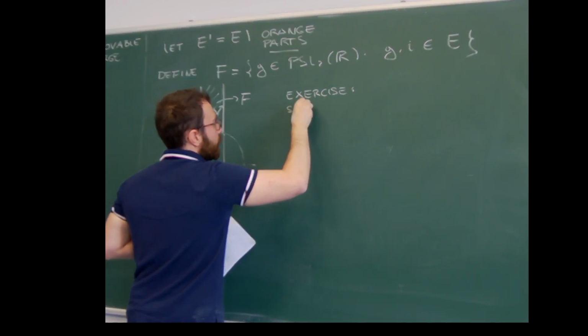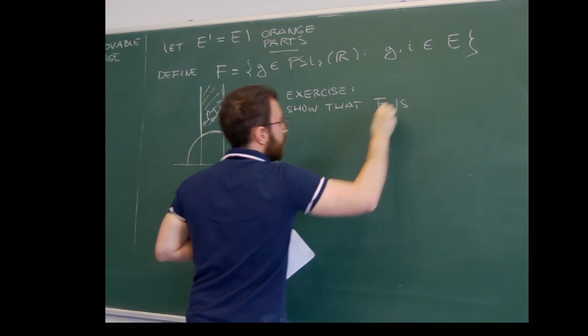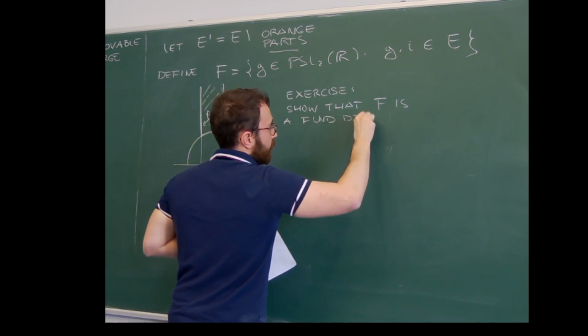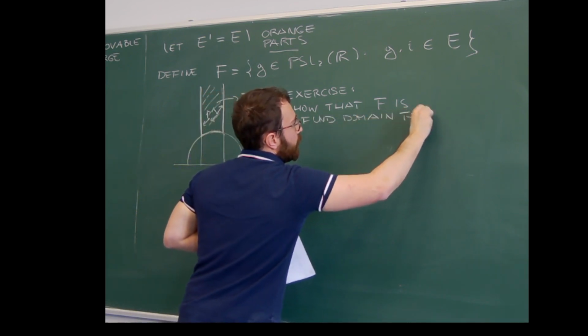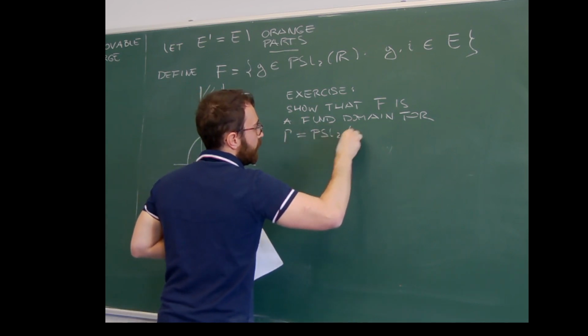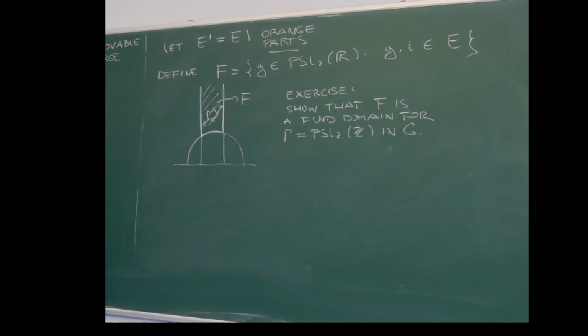show that F is a fundamental domain for gamma equals PSL2Z in G. By show, I mean formally. I essentially showed it for you, but there's probably something still to check. Okay, and so, good. And now I'm ready to give the following definition.